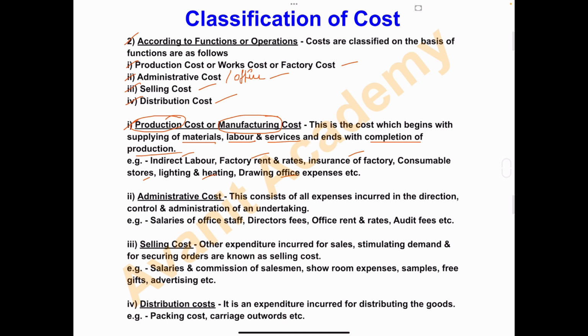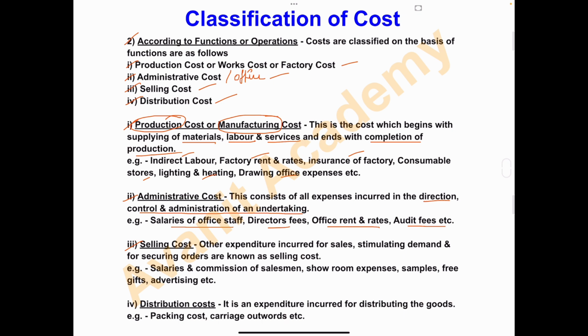Second one is administrative cost. This administrative cost consists of all the expenses incurred in direction, control and administration of the undertaking. Here are the examples of administrative cost: salary of office staff, director fees, office rent and rates, audit fees, etc. Third one is selling cost. Whatever expenses or cost are incurred for creating the demand for the product or for selling the goods, that expenditure is called selling cost.